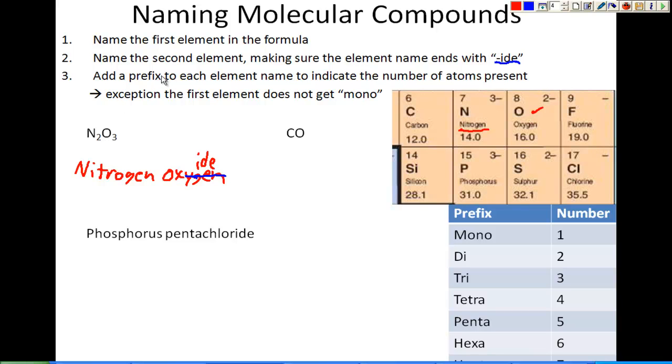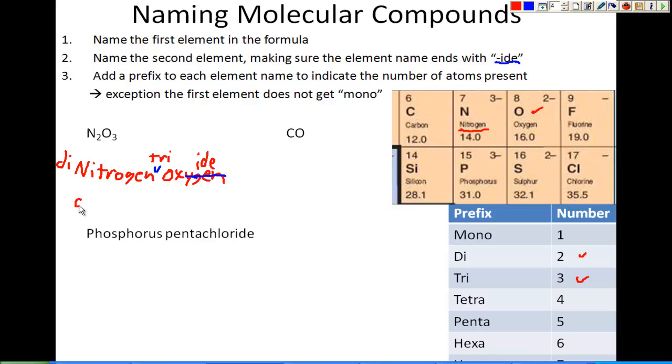Step 3. Add a prefix to each element name to indicate the number of atoms present. So we go back to our formula. We see that there's two nitrogens. So we're going to add the prefix di. So it's going to be dinitrogen, and then we have oxide right here. But we need to add a prefix to this oxide as well. There are 3 oxygens, so we're going to write the prefix tri. So it's going to be dinitrogen trioxide.